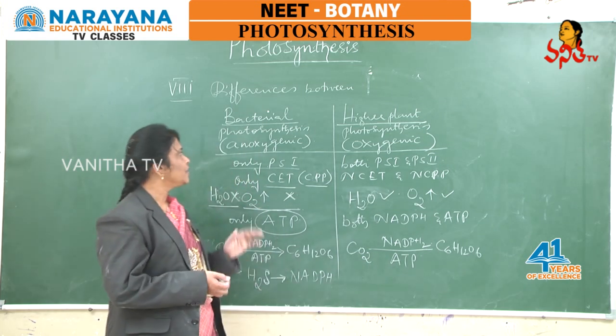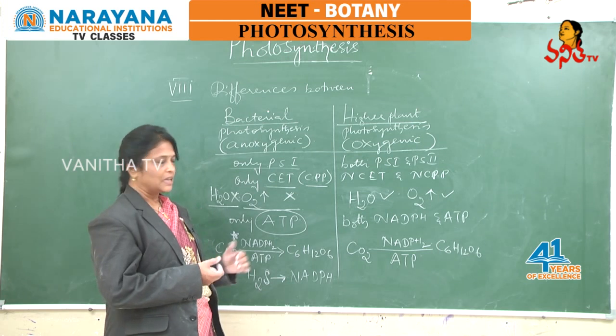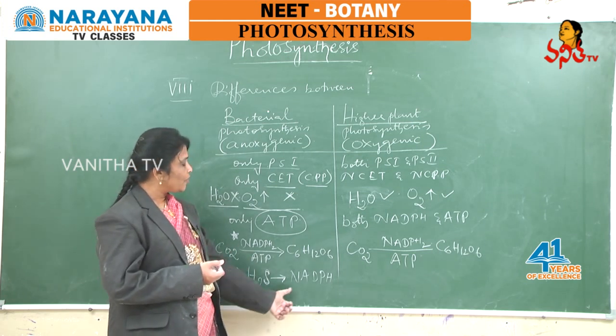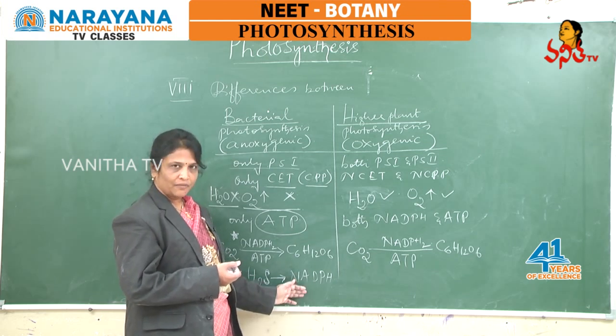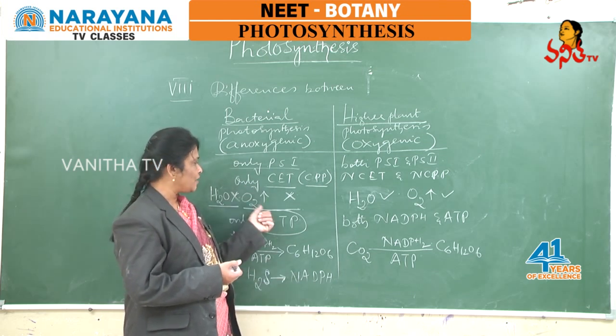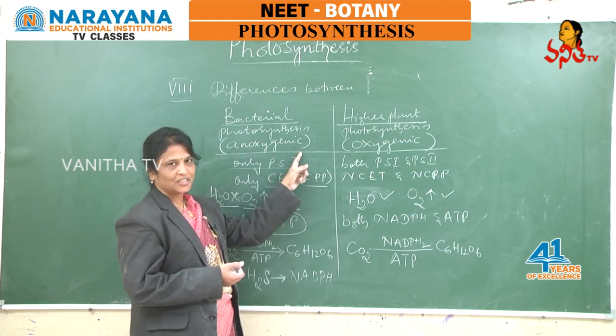That is the major difference between bacterial photosynthesis and higher plant photosynthesis. Hydrogen sulfide is the donor of electrons and protons for NADPH formation. In bacterial photosynthesis, there is no photolysis of water and no oxygen evolution, so it is anoxygenic.